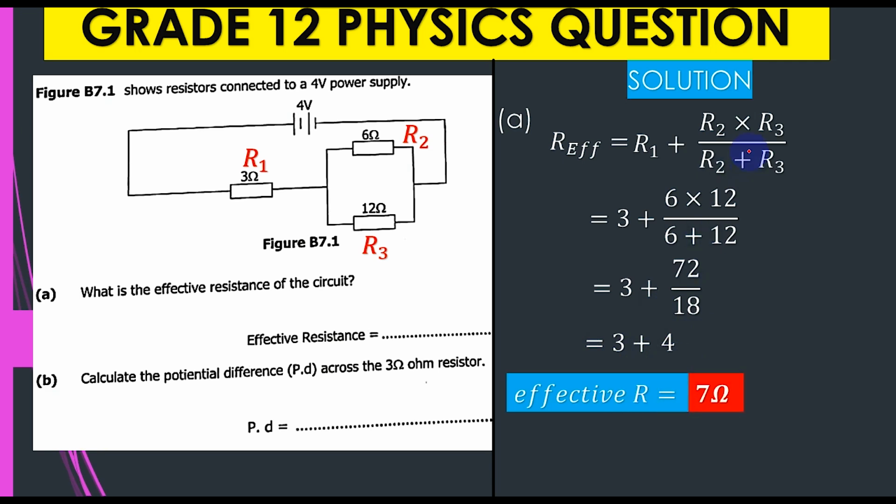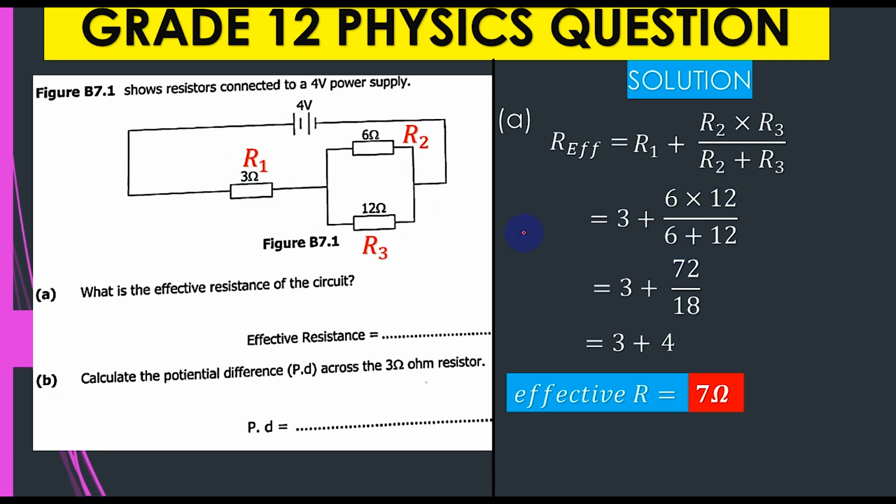So just remember, when you have a parallel combination and a series, on the parallel combination make sure you multiply those 2 and divide by the sum. Then add that answer to the resistor which is in series, like what we have done.